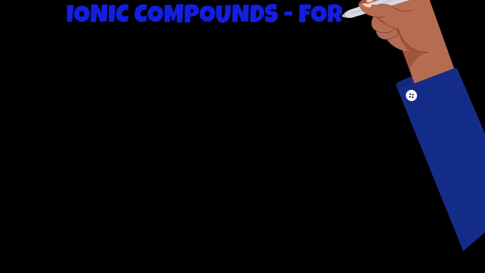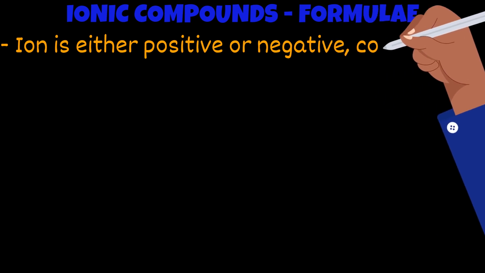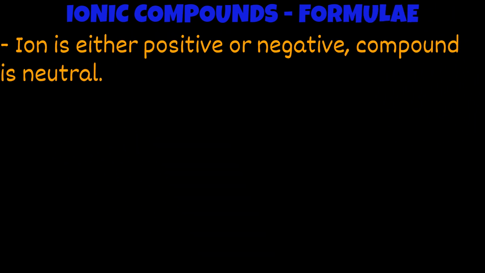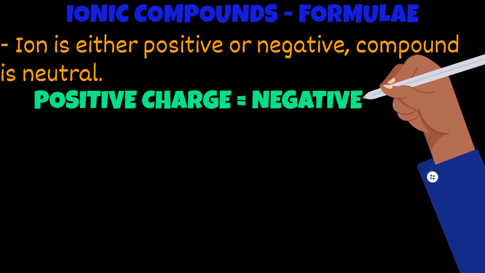You obviously can't memorize all the formulae for ionic compounds. So to help you with deducing the formula for an ionic compound, here are a few things you need to know. Firstly, an ion is either positive or negative. A compound is neutral. What we can gather from this is, in an ionic compound, there must be the right number of each ion to make sure that the positive charge and the negative charge are equal.